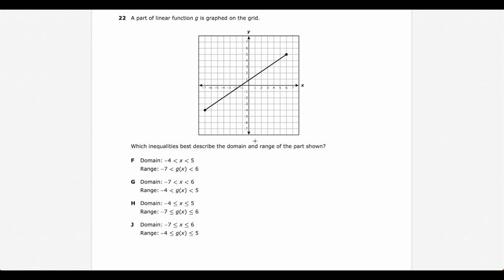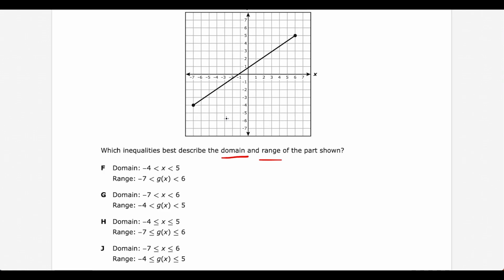So question 22, we have a part of a linear function graph below, and we want to know which inequalities best describe the domain and the range of the part shown. Now, one thing to be mindful of here is that this is a solid line, and the endpoints are very clearly colored in. So this is going to be a situation where we have a less than or equal to in our domain and range. So that means we could eliminate choice F, and we could eliminate choice G, because these are just strictly less than, and then H and J are the possible answers here.